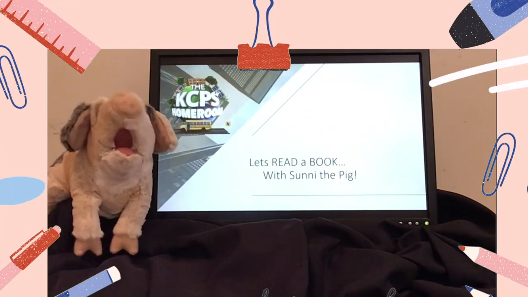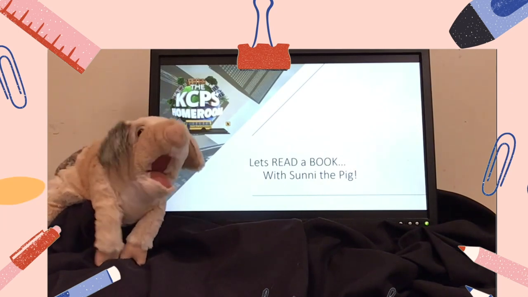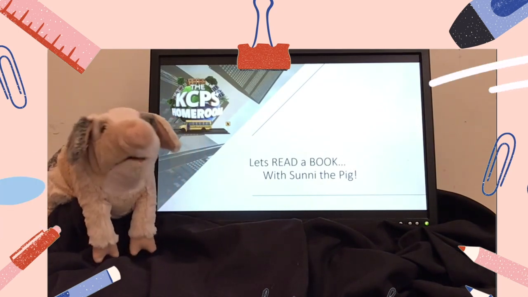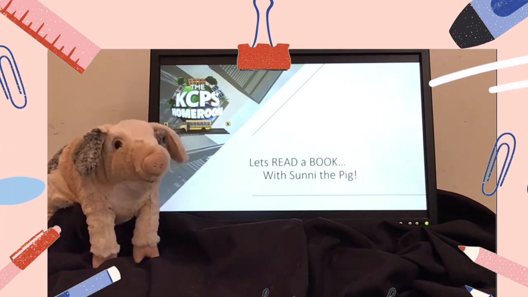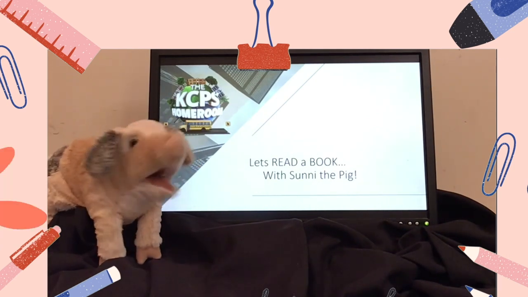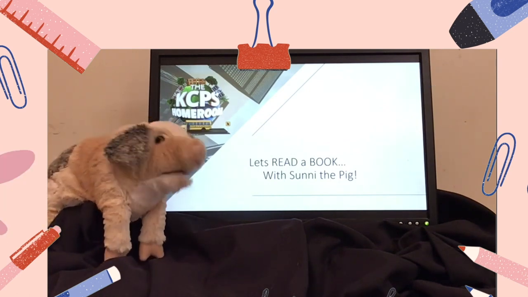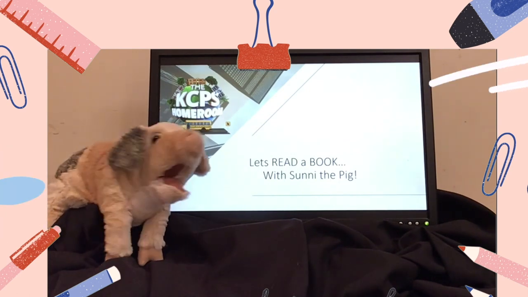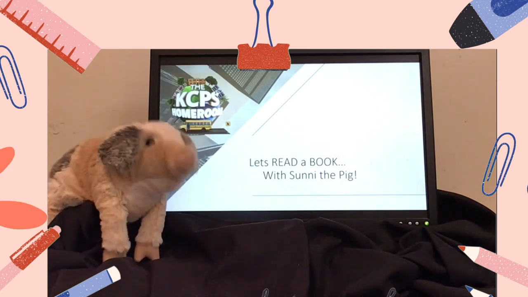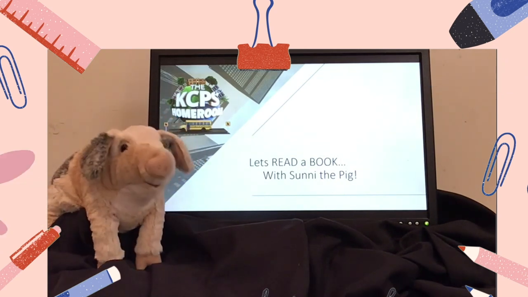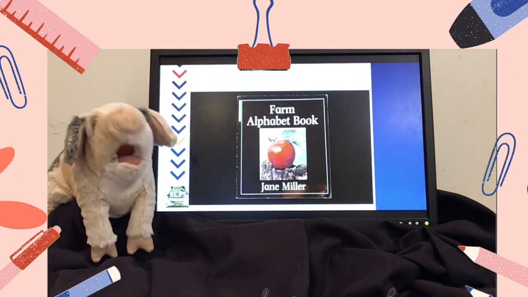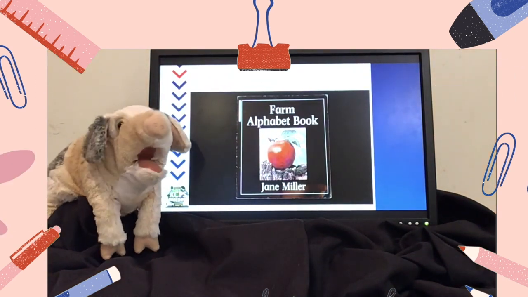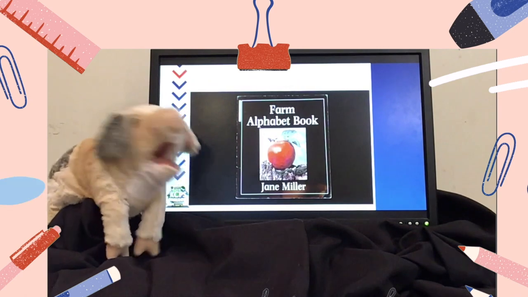I'm so glad you could be here with me today to read this book. It's an alphabet book. And it is a farm alphabet book. And I love the farm because that's where I grew up. The Farm Alphabet Book by Jane Miller.